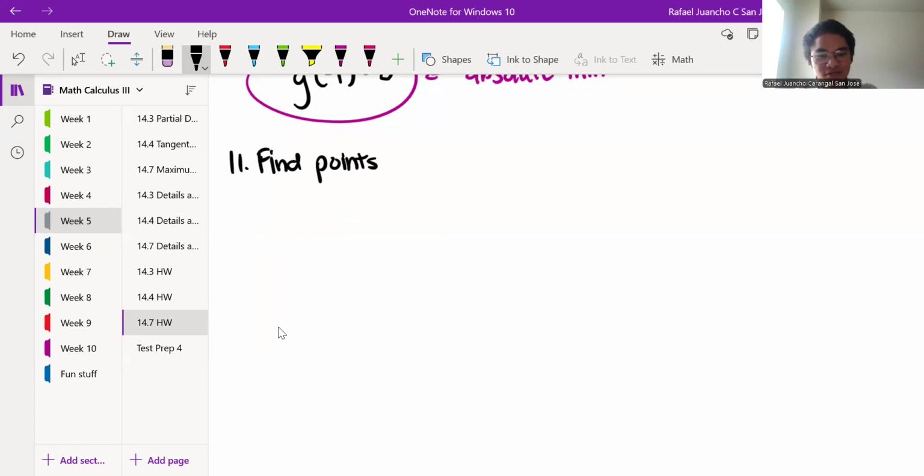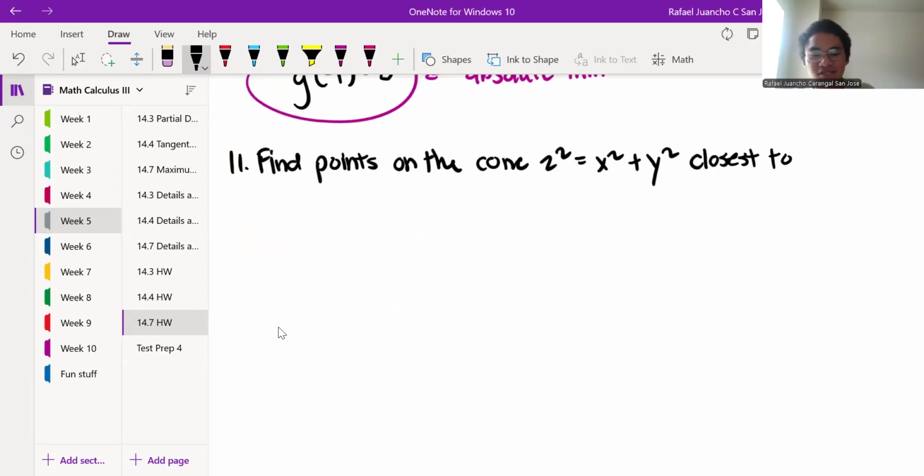Here we want to find points on the cone. So it's a cone, it's a quadric surface with this equation. z squared is x squared plus y squared. And its closest. See, that's a hard thing to define in math. What do we mean by close? Is it on the quadric surface? Right? Because a cone looks something like what? Like that?